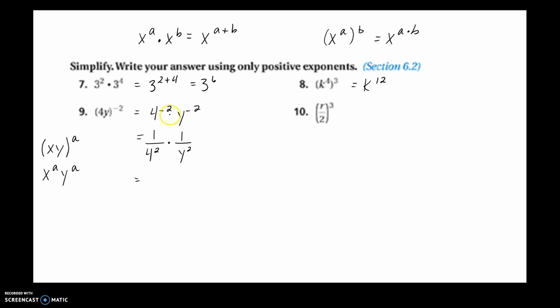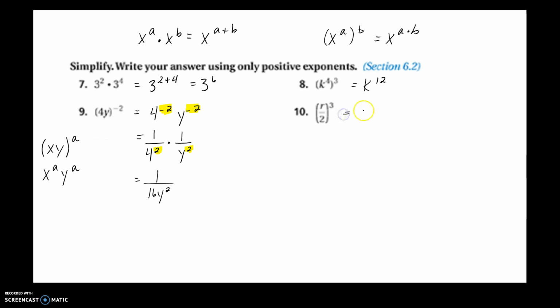Okay, so I have to make both exponents positive, and be careful. Notice that that negative 2 becomes a positive 2 just by making it into a fraction. Okay, I didn't change the 4. The 4 stays positive 4. I just make it a fraction instead of a multiplication. So that negative 2 becomes positive 2, but the y itself didn't change at all. So I get 1 over 16 y squared.